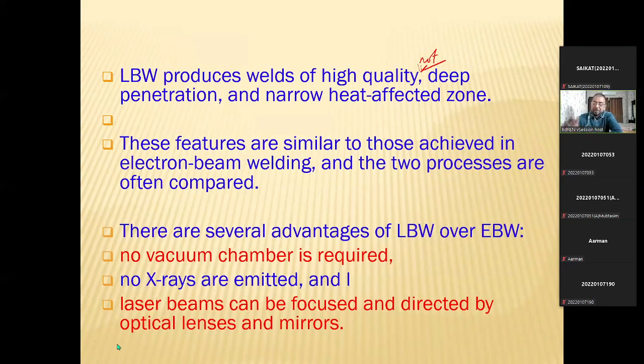There are several advantages of LBW, laser beam welding, compared with electron beam welding. No vacuum chamber is required in laser beam welding. No X-rays are emitted, because all the light is laser, that is, it has the same wavelength. X-rays have a different wavelength. No current is used here. The laser beam can be focused and directed by an optical lens, and concentrated using a mirror. There is no voltage or current. This is the advantage.